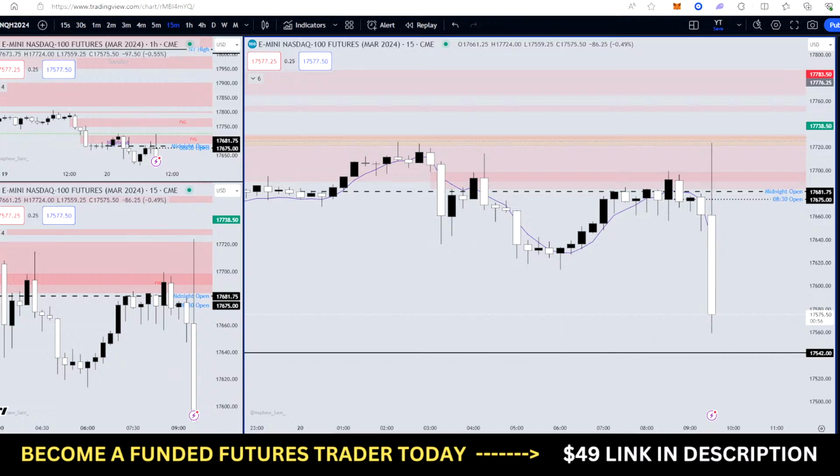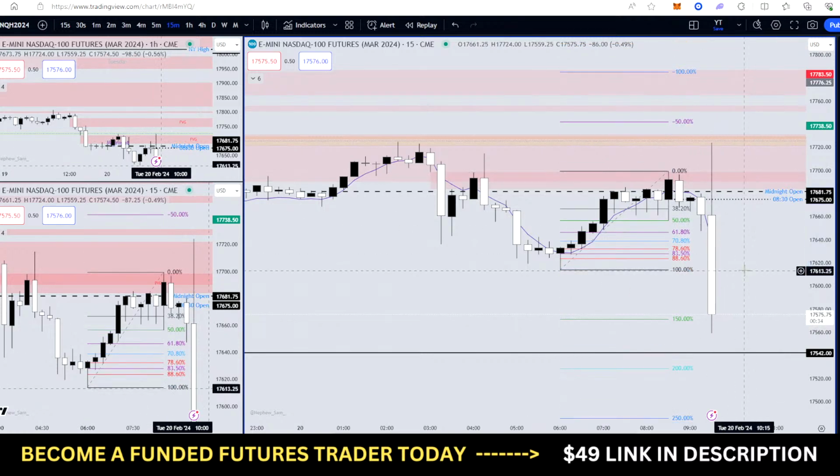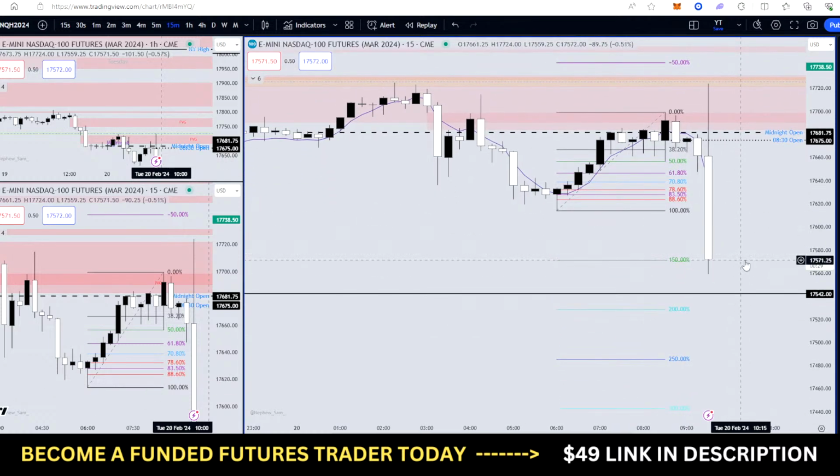Price now finally entering the fair value gap on the 4-hour. So we'll see if it finds any stability or if it continues to push lower, and then we'll go and find a new target. One standard deviation would be at 17,528.